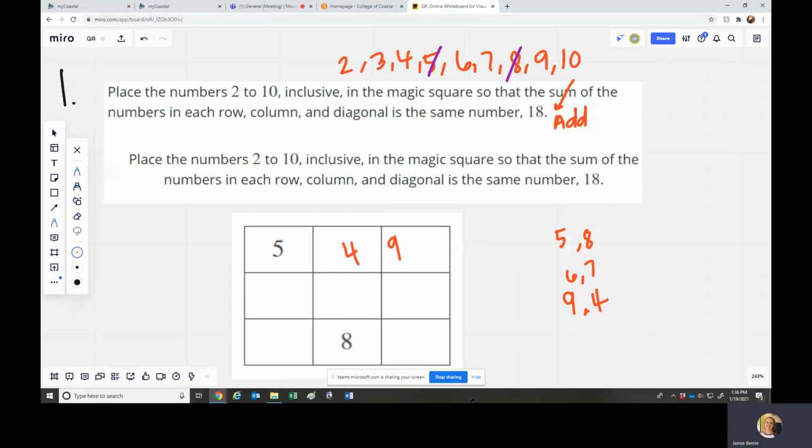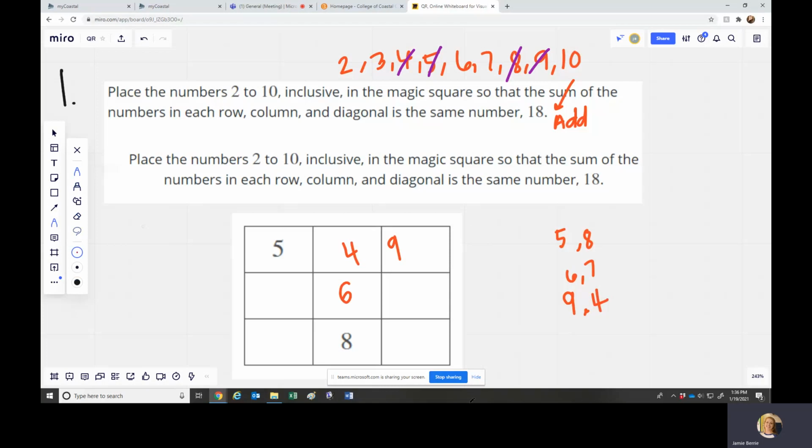Just marking through what we have already used. We used 9 and 4. All right, so what about here? 8 plus 4 would be 12. And then we would need 6 more to get to 18. All right, so now let's check, make sure that adds to 18. 4 plus 6 is 10. 10 plus 8 is 18.